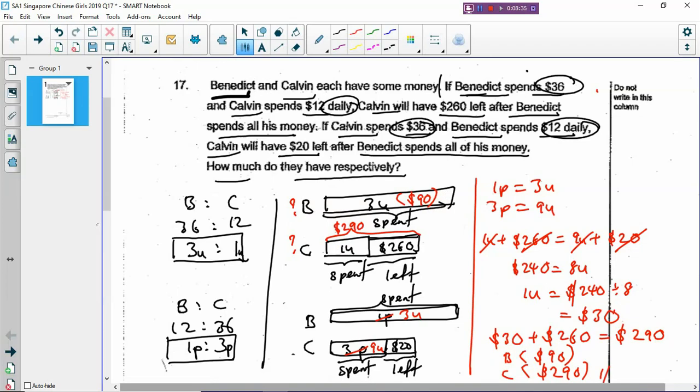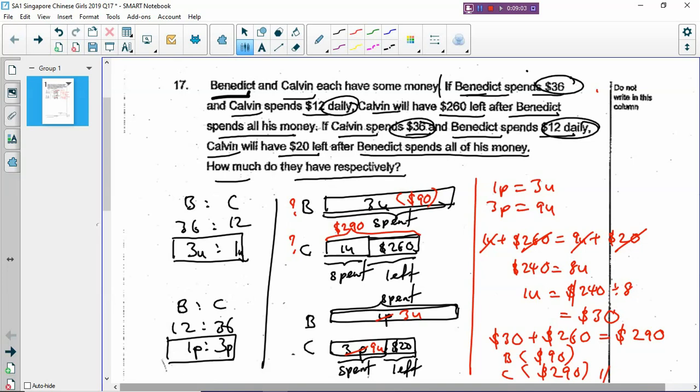Okay, so how do we solve this problem? We have to look out for keywords. So when you see keywords like daily, weekly, monthly, then you know that something is fixed. And when something is fixed, then we will have to use ratio to represent something that's fixed. And of course, model drawing is the main method. So we can have ratio working together with model to break down the problem.